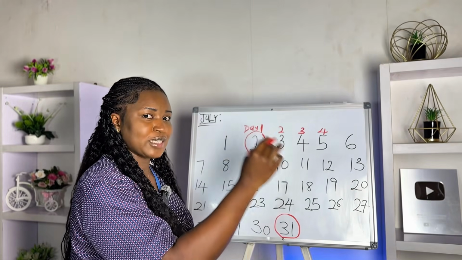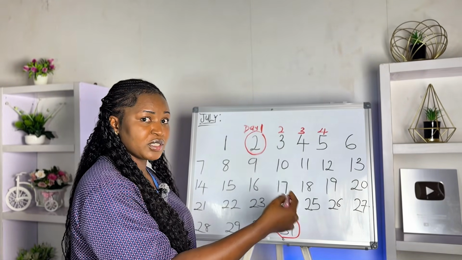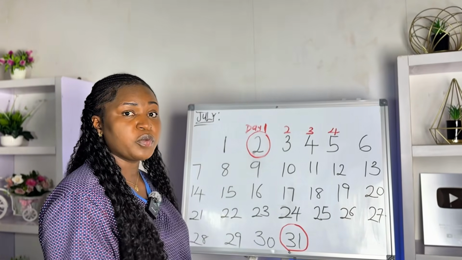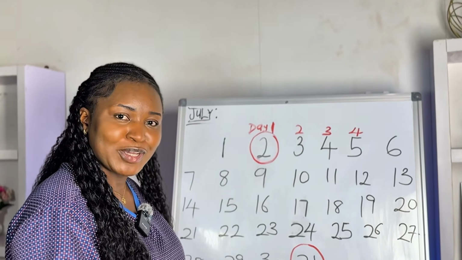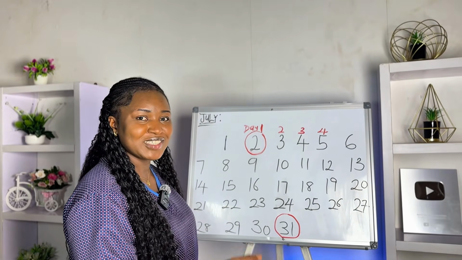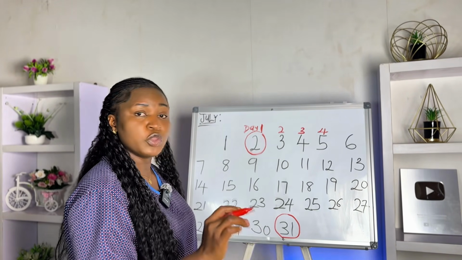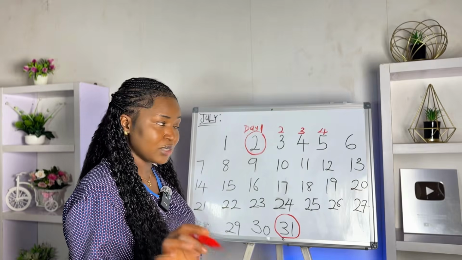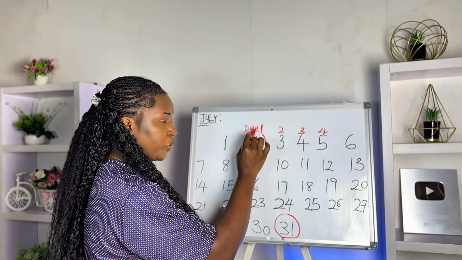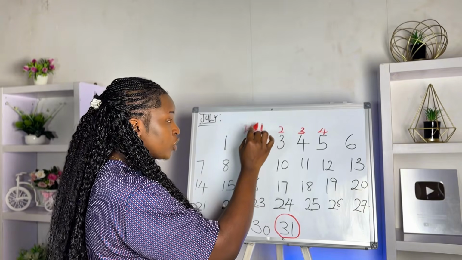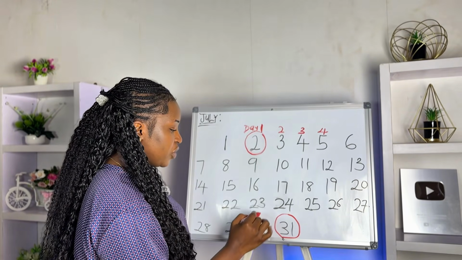This is not your cycle length. This is just the number of days your period lasted for. A lot of women make this confusion. Sometimes in the hospital, when you ask them, what is your cycle length? They'll tell you 3 days, 4 days, or 5 days, or even 7 days. No, that is not your cycle length. Your cycle length is the number of days from the first day you see your period, which is this day 1, to the day before your next period begins.